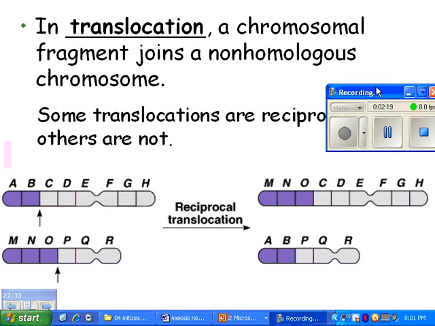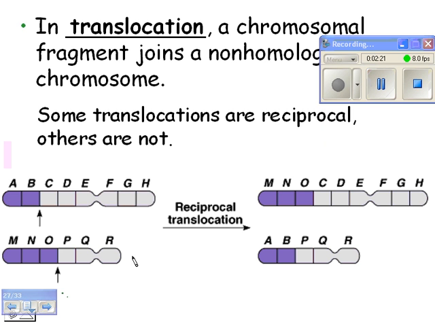So some translocations are reciprocal and others are not, meaning you can swap them between one and another, and sometimes you just take a piece off of one and stick it on the other.